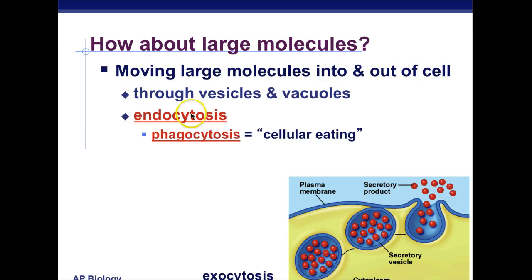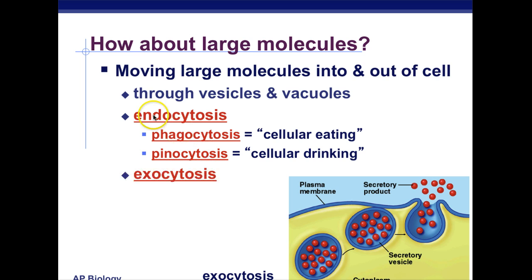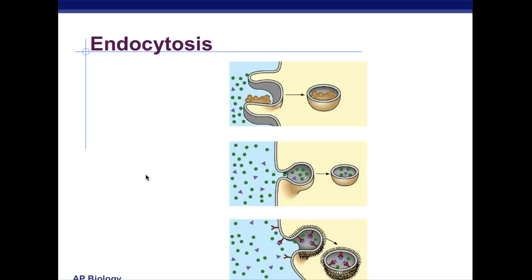And we have a couple of different types of endocytosis. We have what's called phagocytosis. Phagocytosis literally means cell eating, and this would bring solid material into the cell. We have what's called pinocytosis, which is cell drinking. Really the only difference between phagocytosis and pinocytosis is phagocytosis brings in solids, pinocytosis brings in liquid. And then the opposite of endocytosis is exocytosis, exo meaning out of, so out of the cell.